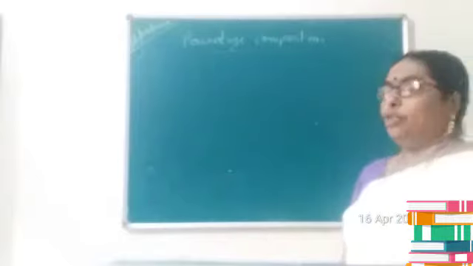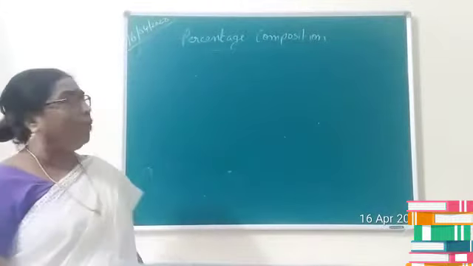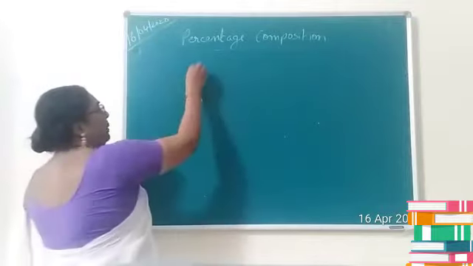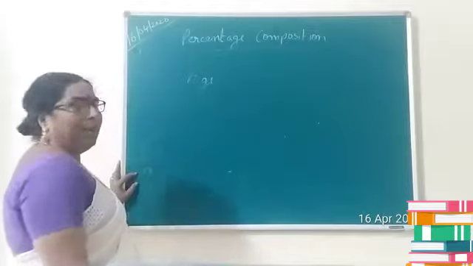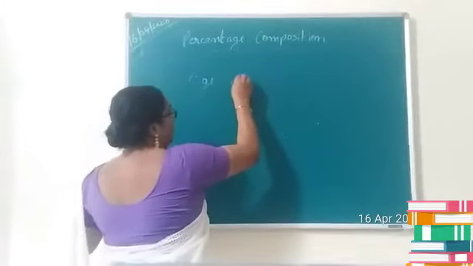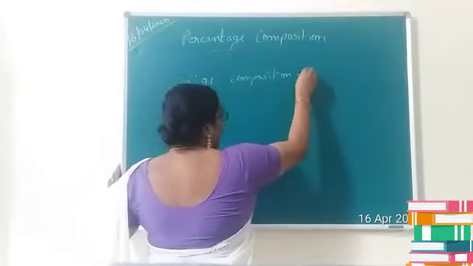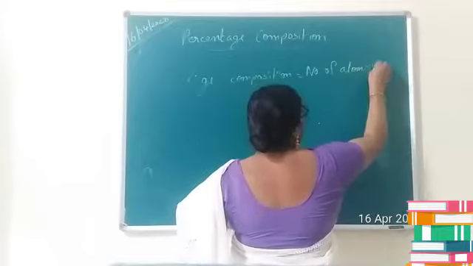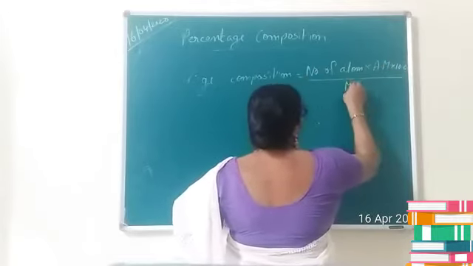Before starting with the numericals on the basis of the mole concept, let us pass through a small topic, that is percentage composition. It is again a numerical-based thing. Percentage composition of any element in a compound we can calculate using this formula. It is equal to the number of atoms into atomic mass into 100 divided by molecular mass.